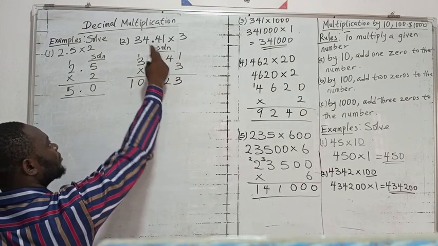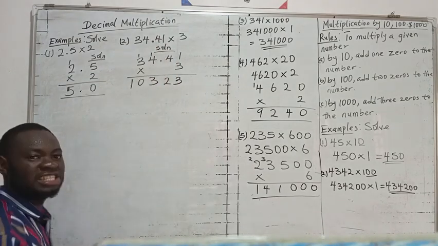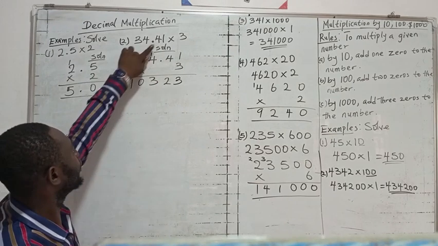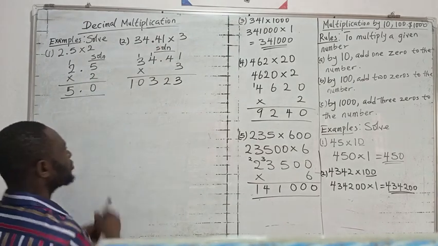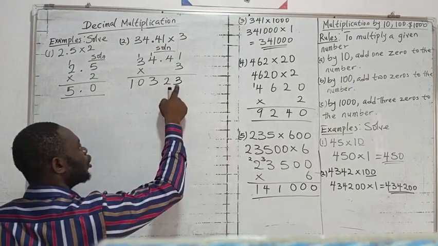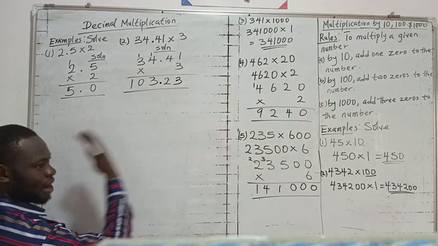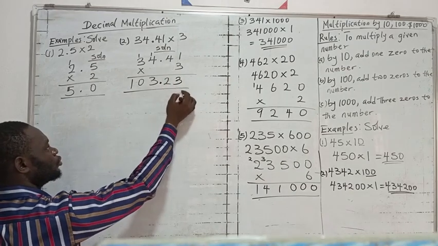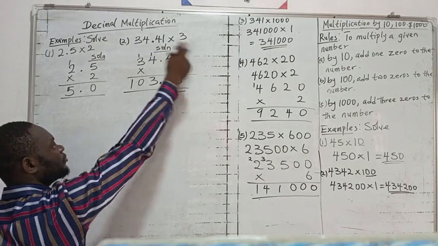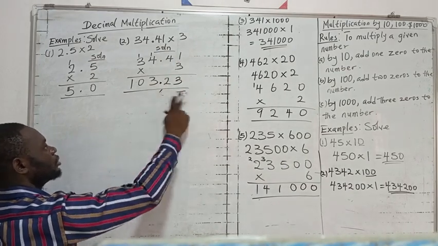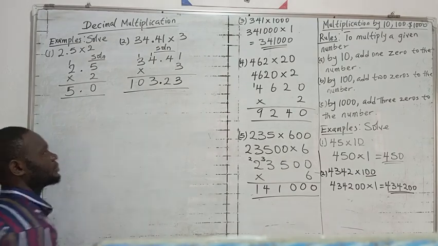Now we come to the decimal number. How many decimal numbers are in the decimal value part? How many? 1, 2. So we come to our answer and we count. 1, 2. We put our point. So we count backwards. 1, 2. We count like this. The number of decimal places you count and put your decimal point.